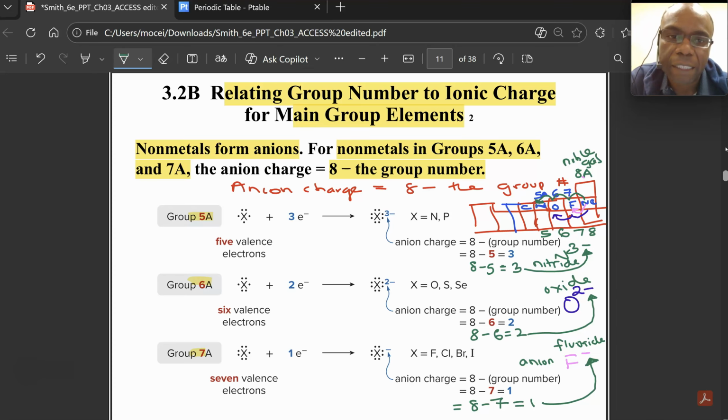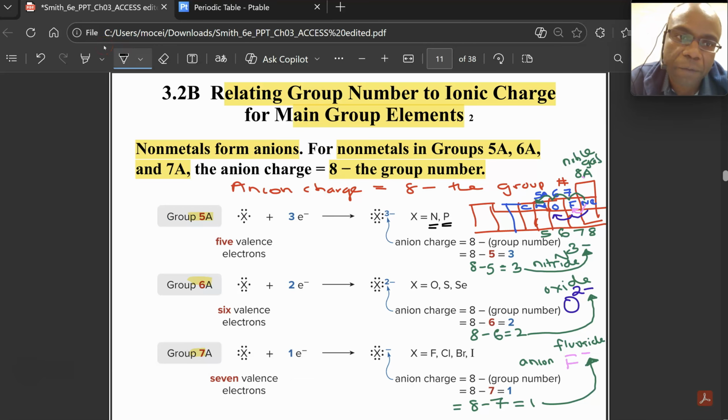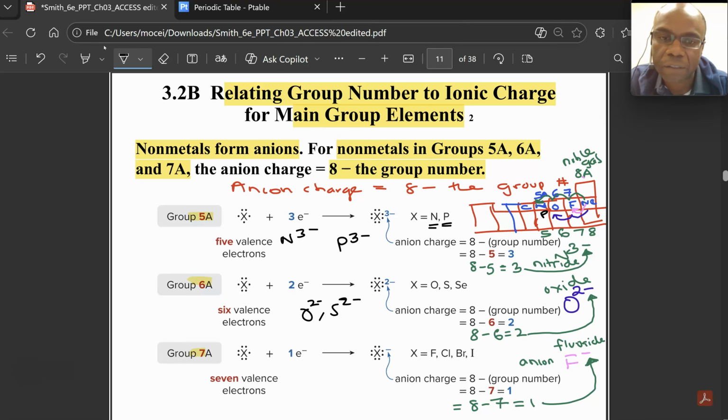So you expect that every element in main group 5, like nitrogen, and phosphorus, which is right below the nitrogen, should have negative 3. So phosphorus will be 3 minus, nitrogen will be 3 minus. And then for group 6, oxygen will be 2 minus, sulfur 2 minus gives you a sulfide. Oxygen is oxide, sulfur sulfide, Se2 minus. And then the main group 7, the halogens. They're just 1 step to the noble gases, so you get fluoride, chloride, bromide, iodide.